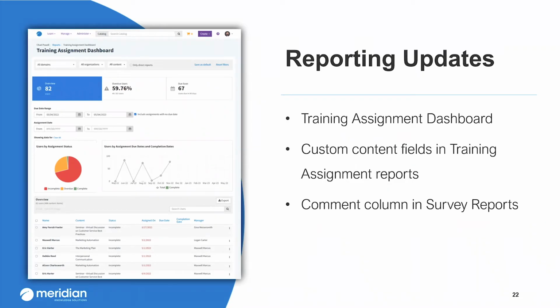You can elect to add them in. So if you've got custom fields around audience or whatever else you're using, you can include them in the out-of-the-box training assignment reports. And in our survey reports, you can now add in a new column for any comments that go with a question. So you can get a little bit more data as part of the out-of-box reports with surveys.